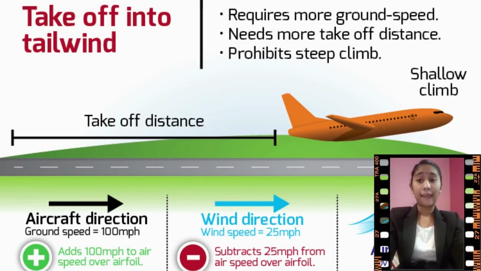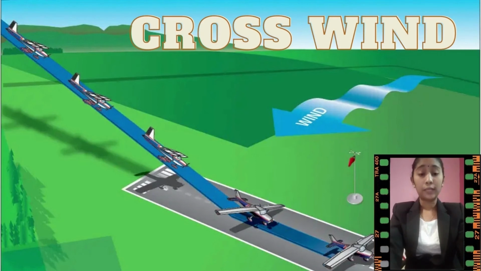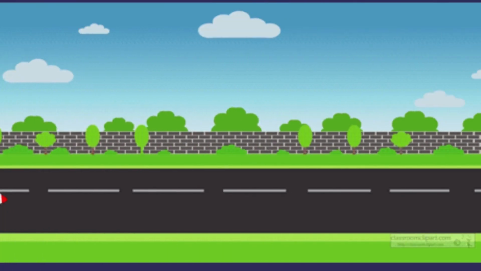On the other hand, a tailwind increases the ground speed at the same required takeoff airspeed, increases the takeoff distance and reduces the climb gradient. A crosswind is a wind with a component perpendicular to the line or direction the aircraft travels. In aviation, crosswind is the component of wind that is blowing across the runway, and it has no effect on the takeoff distance.